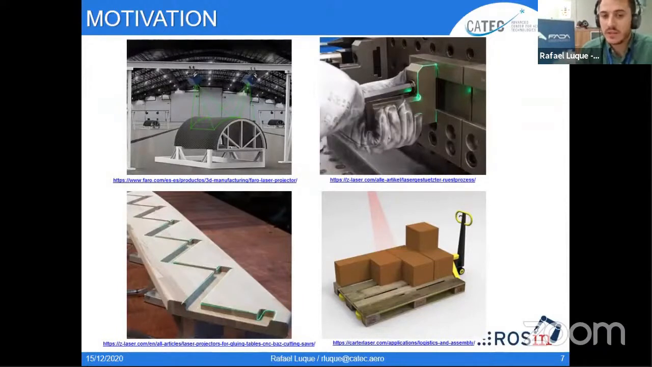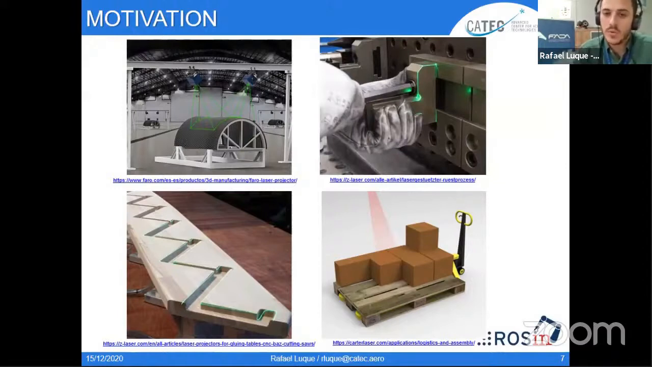All these advantages of laser projection technology have turned it into an extended tool for numerous industrial sectors, such as material alignment in aircraft. In this case, laser lines can help to visually inspect if pieces or assemblies are in the correct position.